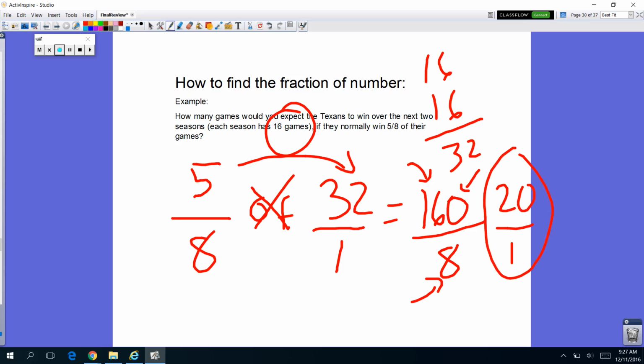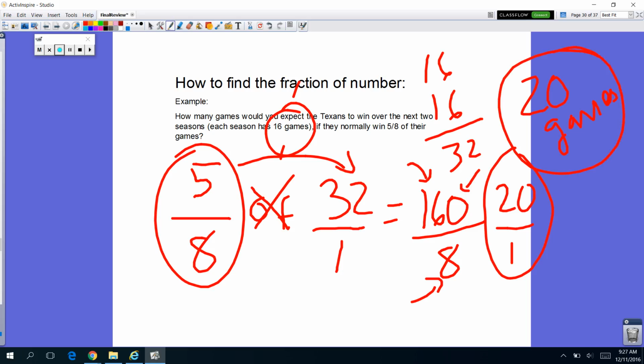And 20 over 1 means 20 games. Because the question was, if they normally win 5/8, how many games would they win out of 32, which is 16 per season? Okay, so it's 20 games. Now, that's how you do it with finding the fraction of a number.